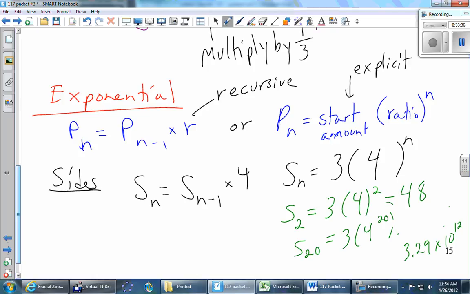So what does it mean? It means that if you go 20 generations into this process, you guys maybe went 3 or 4 when you drew it. If you draw 20 generations, then this is the number of sides. That enormous number is how many sides you will have on this shape. 10 to the 12th? Is that millions? What is that? Billions? It's trillions. There are about 3 trillion sides when you go 20 iterations into this thing.